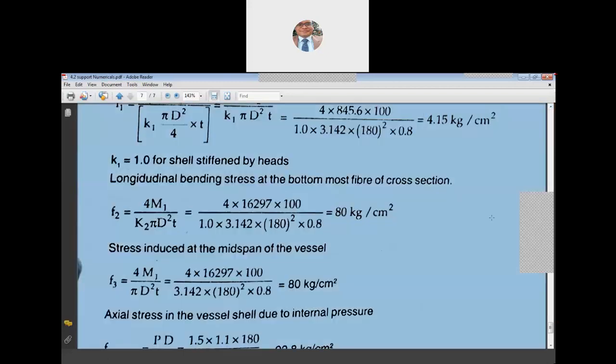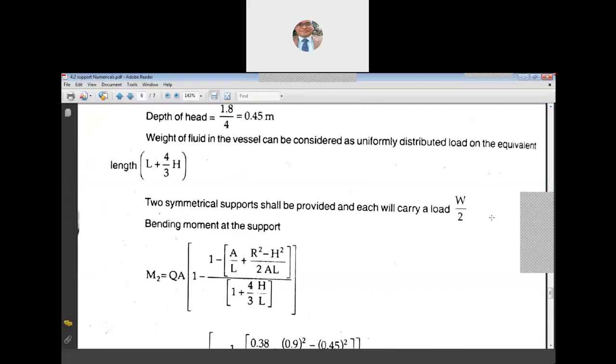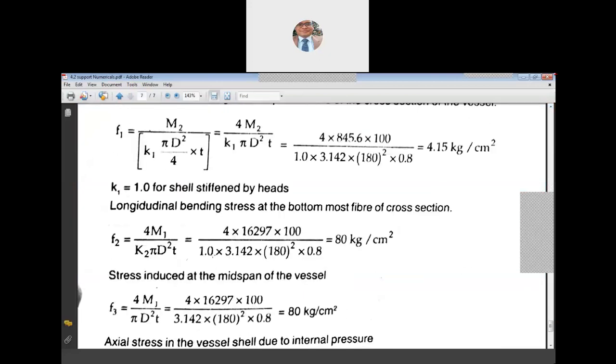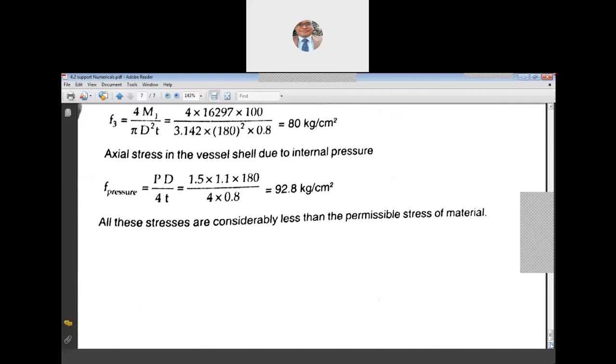So the permissible stress mentioned here is 1060 kgs per centimeter square, and it is around only 300. The summation of that will be not more than 300, or 254 or so, whatever the total will be. So this is less than the permissible stress of the material. So all these stresses are considerably less than the permissible stresses of the material.